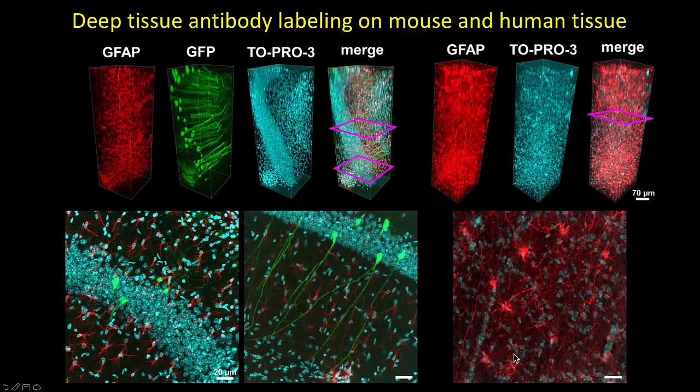The same with human tissue, post-mortem human tissue coming from a patient who suffered from diabetes. You can see the astrocytes evenly stained throughout this thick tissue. You can observe the details of them.